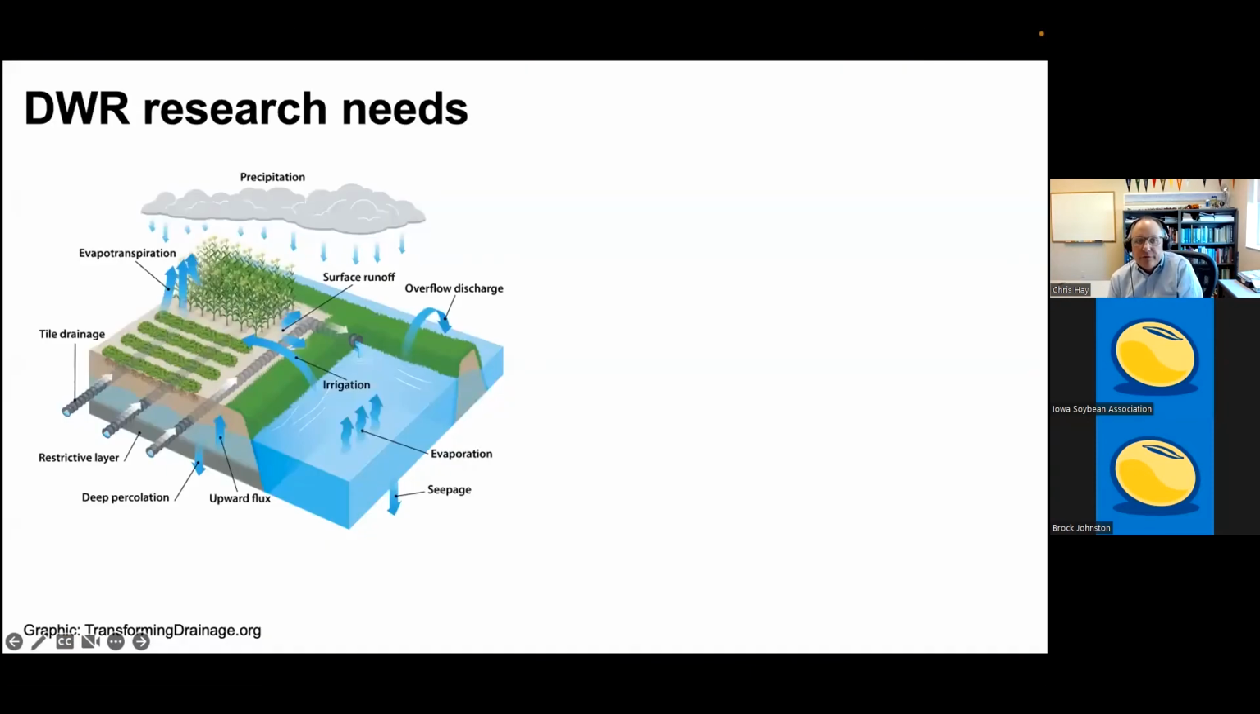So again, a number of potential benefits from this system, and does show some great potential, but there's still some research needs that we need to continue to look at as we try and advance in this practice towards wider implementation. And so that's another thing that we wanted to look at with that transforming drainage project is what's needed to continue to move this practice forward.